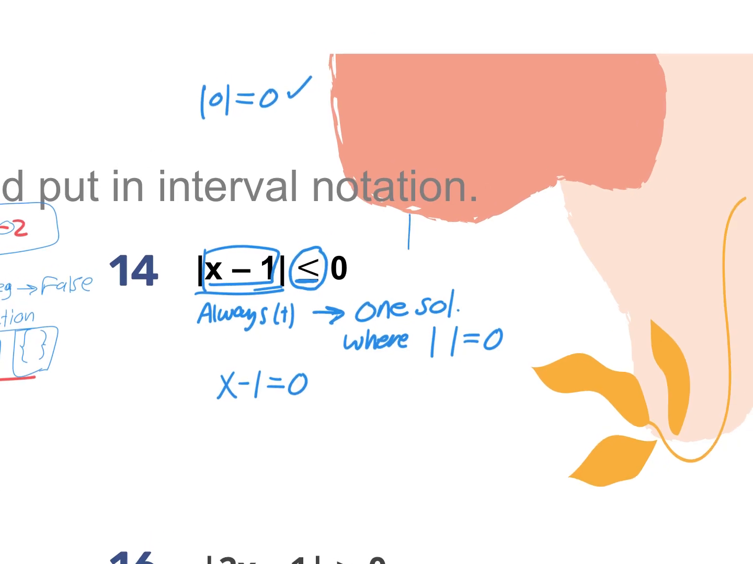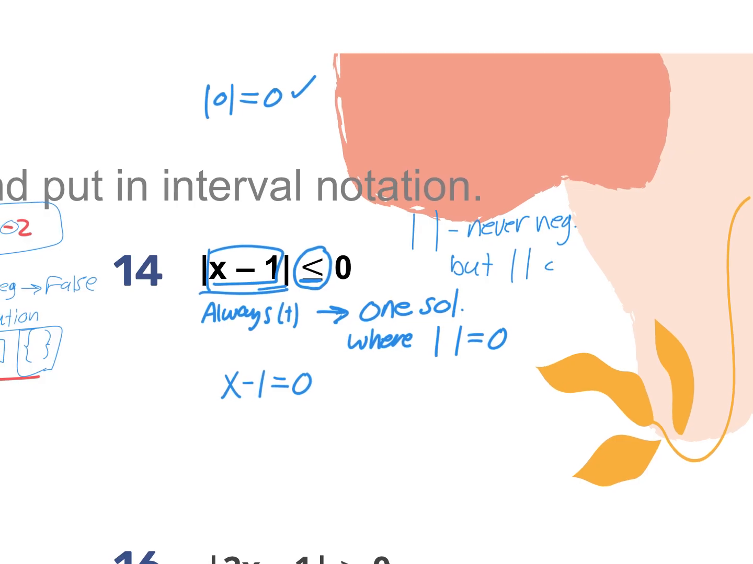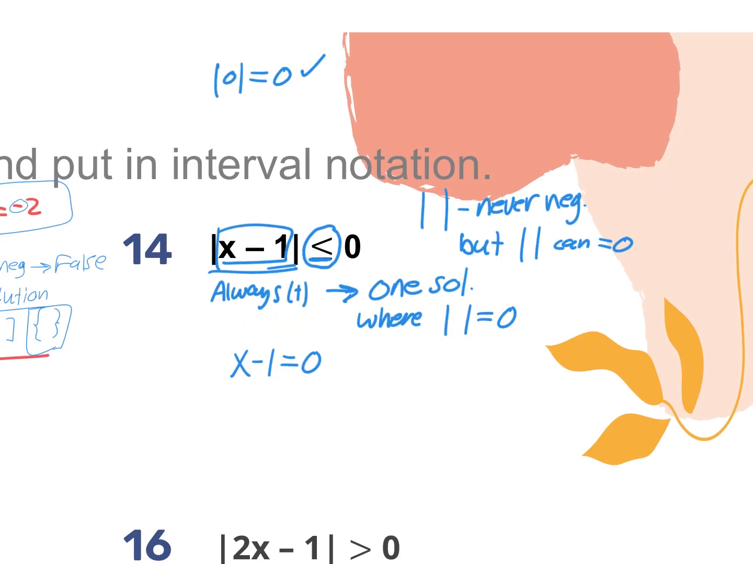So the absolute value is never negative, but absolute value is allowed to equal 0. Absolute value can equal 0, and there's only one time that happens, and it's when you set whatever's on the inside equal to 0.